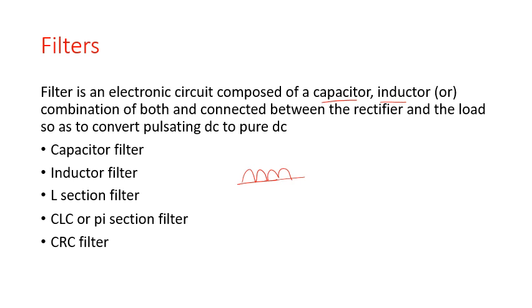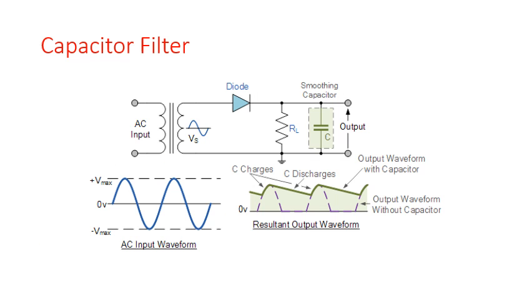The different types of filters that we have are: capacitor filter, which is also known as a C filter; inductor filter, which is known as an L filter; L section filter, which is also known as LC filter; and CLC or pi section filter, known as a pi section filter because you've got capacitor, inductor and capacitor. And you have something known as a CRC filter, where instead of the inductor you will have a resistor placed. In your syllabus you have capacitor filter and L section filter, so we will not be discussing CLC filter and CRC filter. The first filter that we are going to talk about is the capacitor filter.